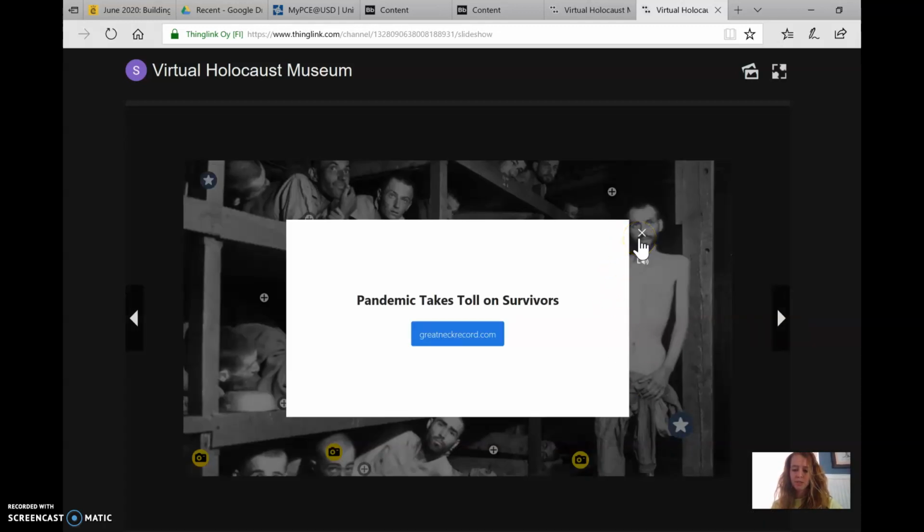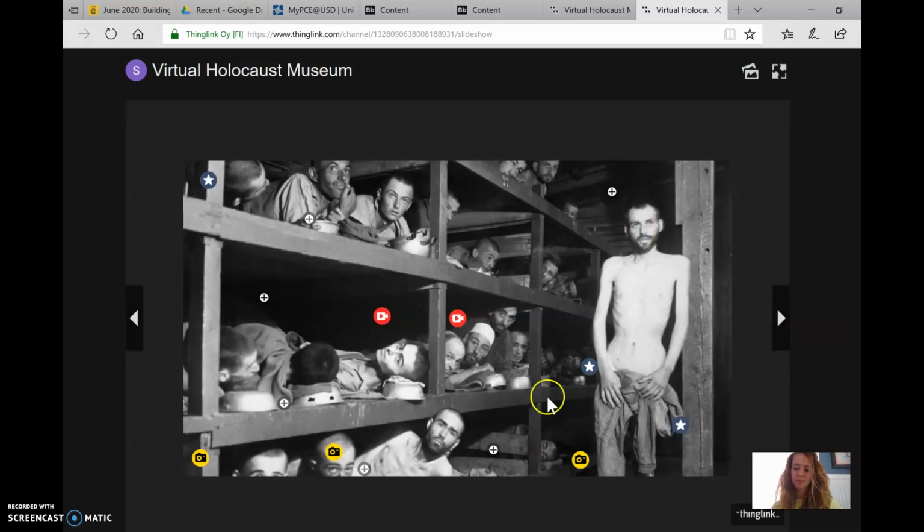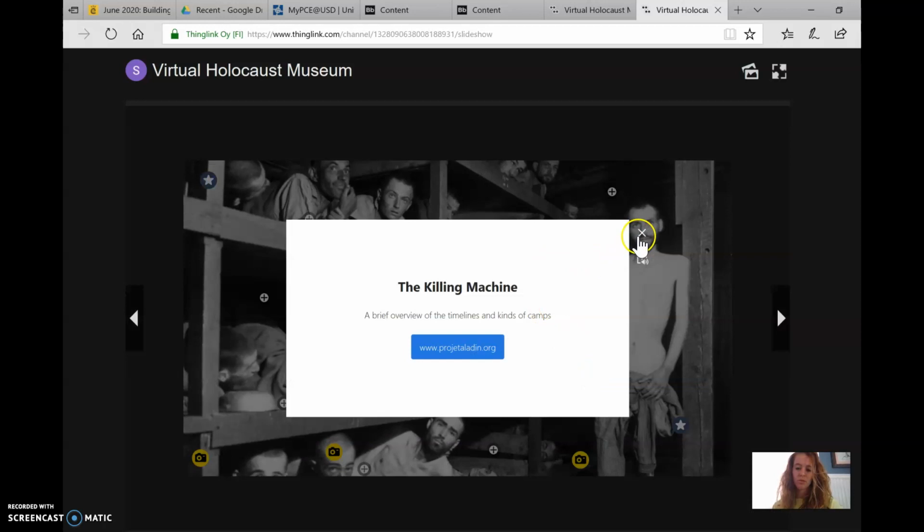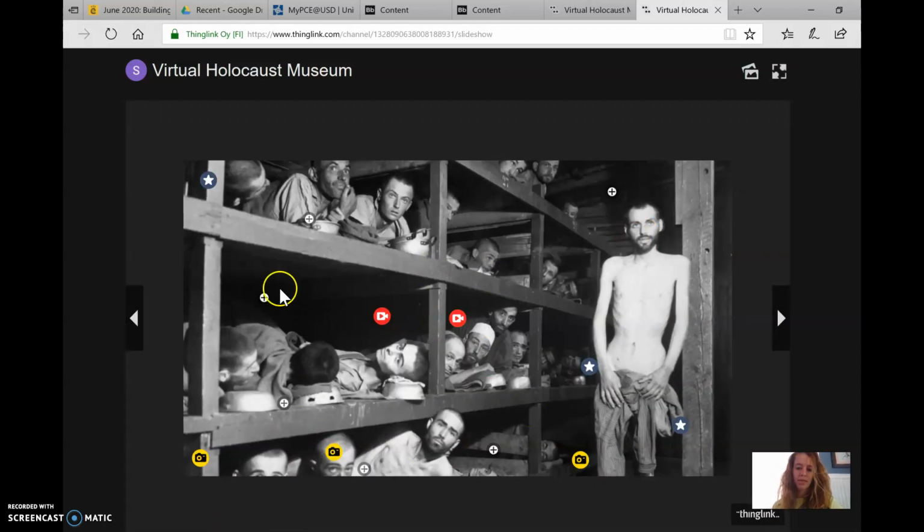This is a modern connection to today. When we get to this class period, you'll see the objective of the day is to think about some connections between what we're doing in 2020 and what happened in the 1930s and 40s. And one of these is a comparison to the pandemic and how the pandemic is taking a toll on the survivors from the Holocaust. And so I want you to check that out. Okay, and then some text snippets.